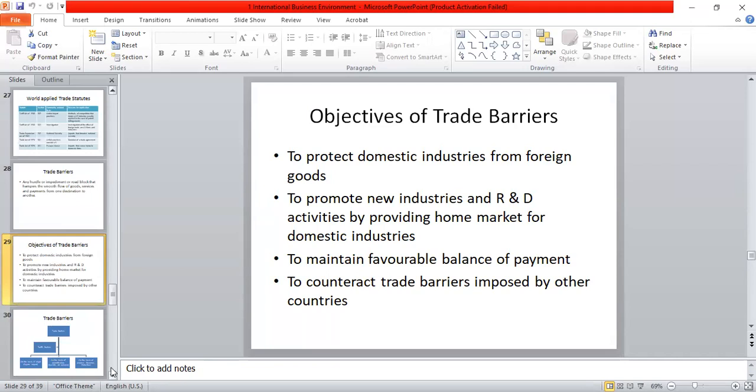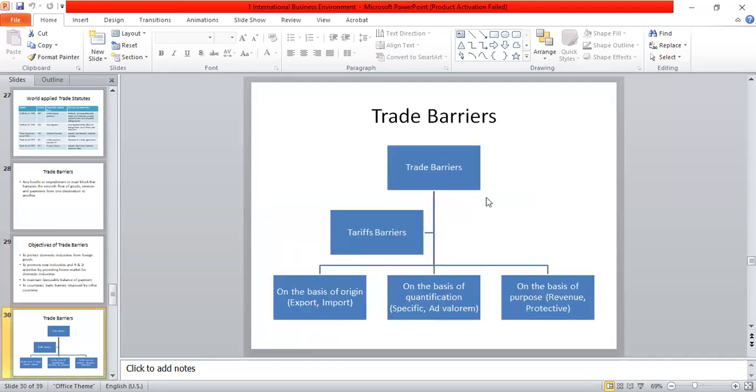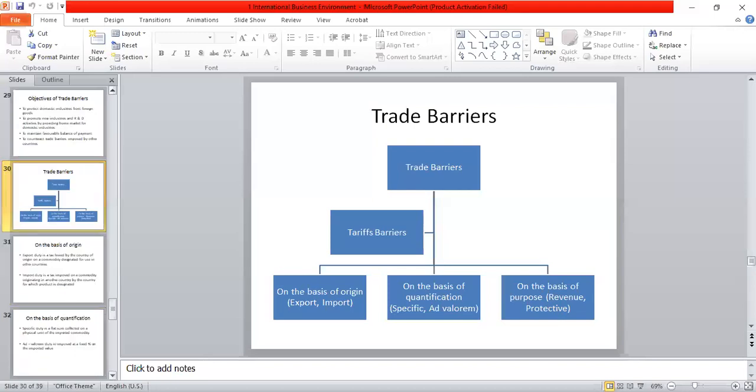Now, let's know more about trade barriers. Barriers can be created on the basis of origin, then on the basis of quantification, and then on the basis of purpose, whether revenue or protective. As you know, barriers are nothing but hurdles. We create them on these bases. Now, let us understand the first one, on the basis of origin.